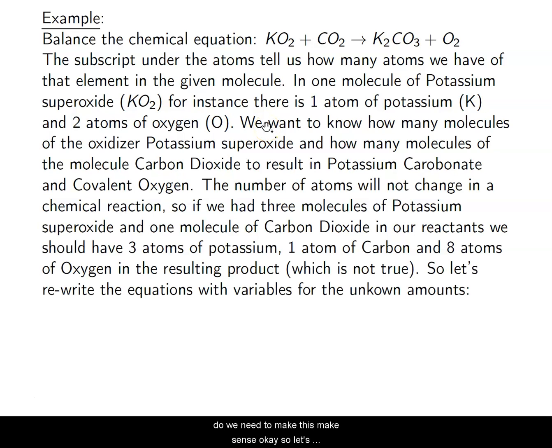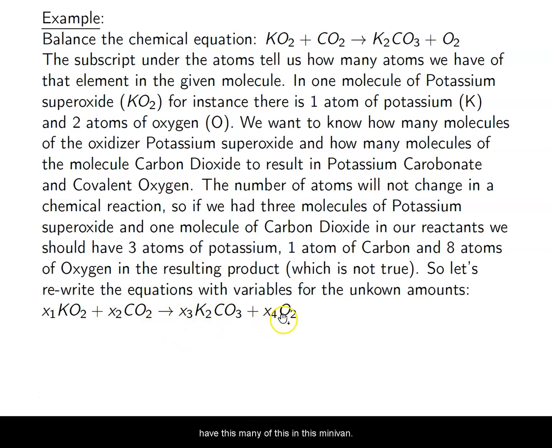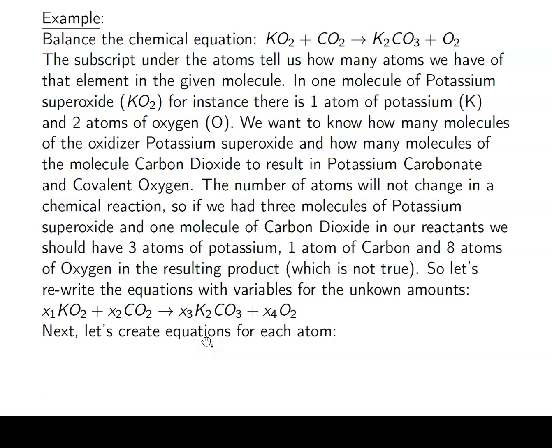Okay, so let's rewrite this equation where we have variables for the unknown amounts, right? So right now there's no constant coefficients, I should say, right? So I replace them with x1, x2, x3, and x4 to say, hey, I need this many of this and this many of that in order to have this many of this and this many of that and be balanced, okay? What we're going to do now is we're going to just write equations, not for each x1 and x2, but for each K, for each oxygen and each carbon, okay?